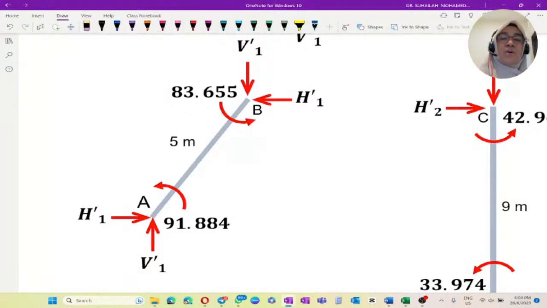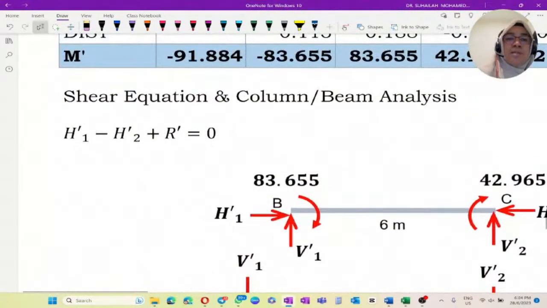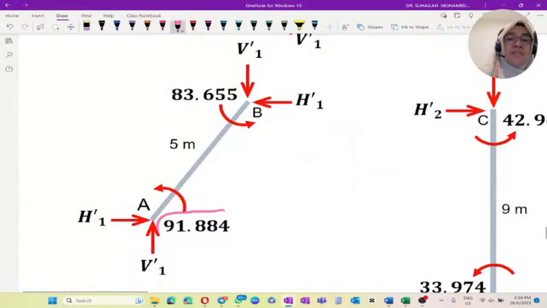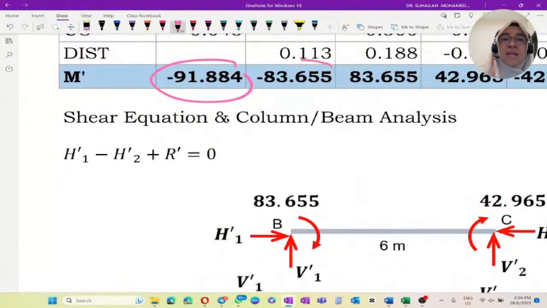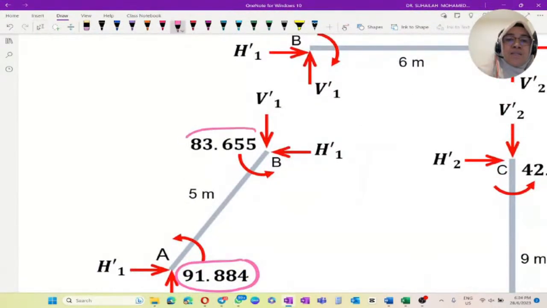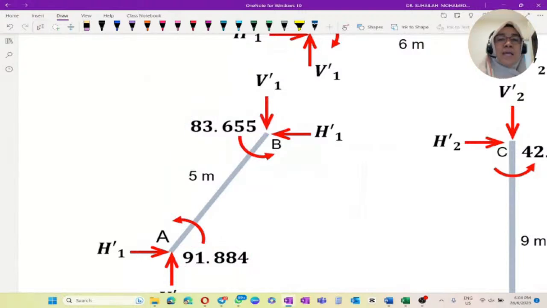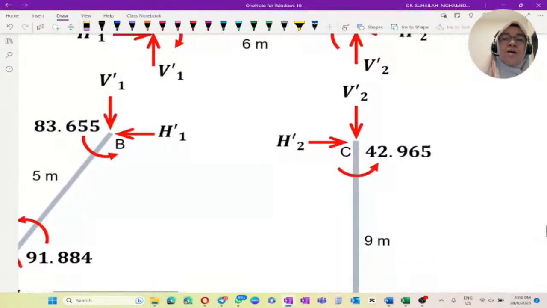And of course for each end A and end B, we have an end moment, and the value of this we get from the table. This is negative 81.884, and for BA it is negative 83.655. The moment sign is negative, which is counterclockwise. Okay, so that is for AB. Now look at CD.